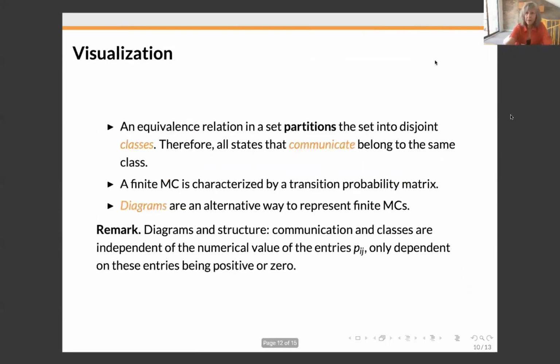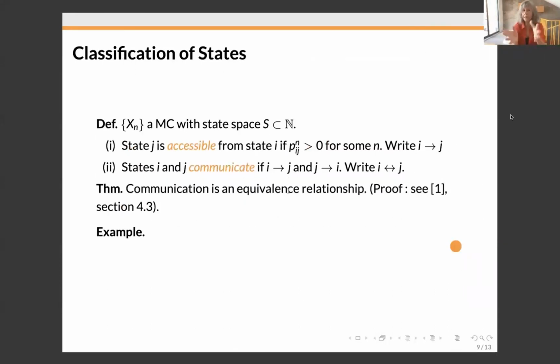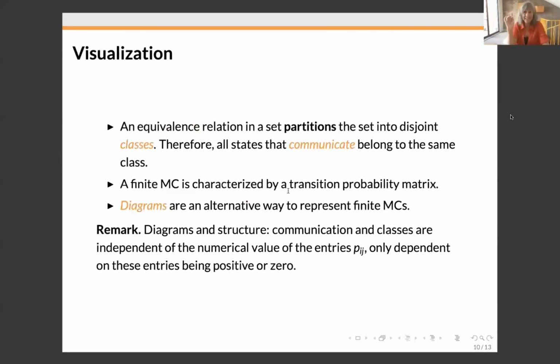A very important result is that communication is an equivalence relationship. What was an equivalence relationship? Perhaps you want to take a look at that on your own, but I just wanted to mention that an equivalence relation on a set partitions the set into disjoint classes. Therefore, for the topic that occupies us today, all states that communicate belong to the same class. This is why this topic is called classification of Markov chains. So for the moment, we're just classifying the states of a Markov chain.